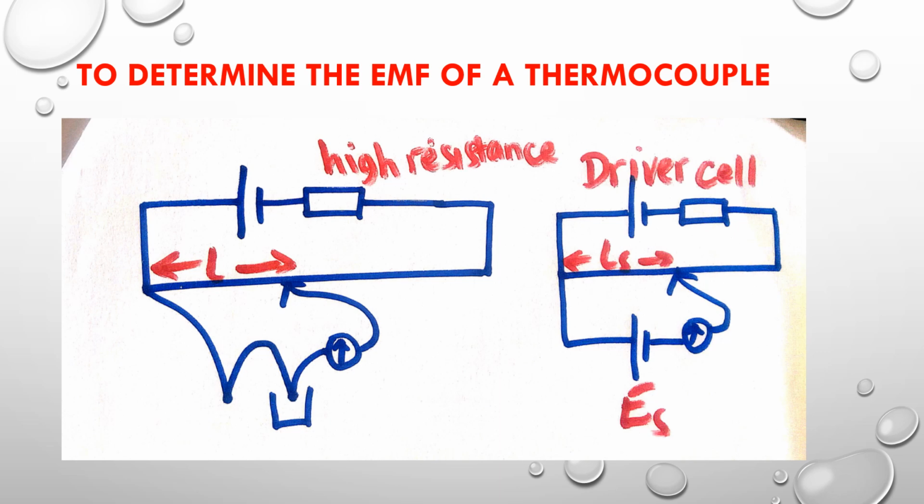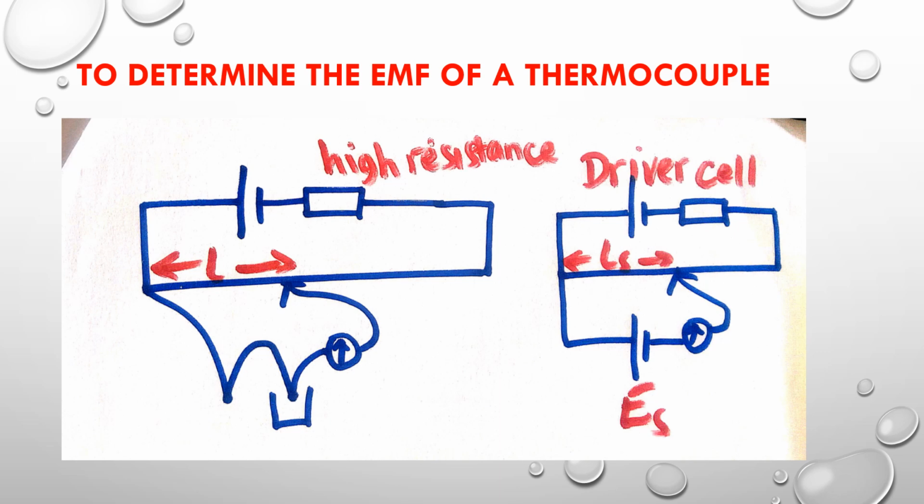Lastly, let's look at how to determine the EMF of a thermocouple. A thermocouple first of all consists of two metals which are joined together at two different junctions, which are kept at different temperatures. That sets up a thermoelectric EMF, a very low voltage. So that is what a thermocouple is. It has very low voltages that are set up whenever two metals are joined to form two junctions at different temperatures. Now, in order to determine that very low EMF, we need very high resistance in the circuit of a potentiometer wire.